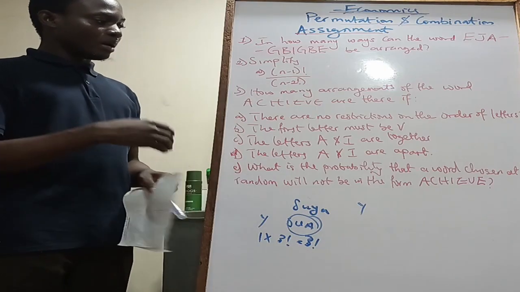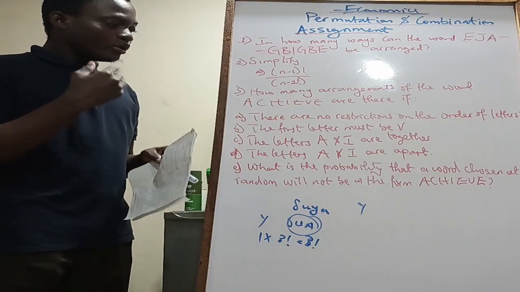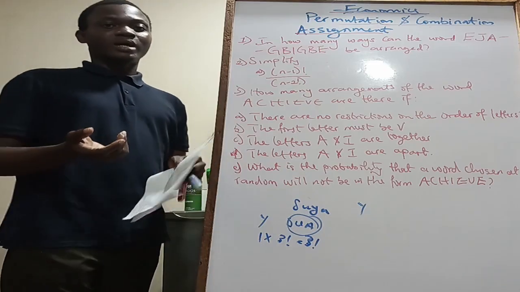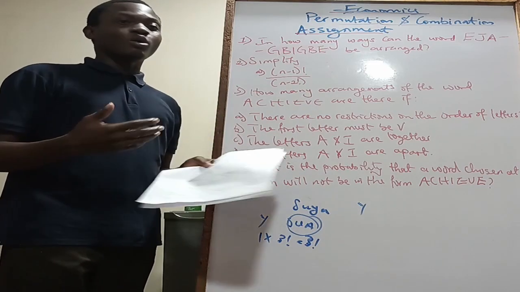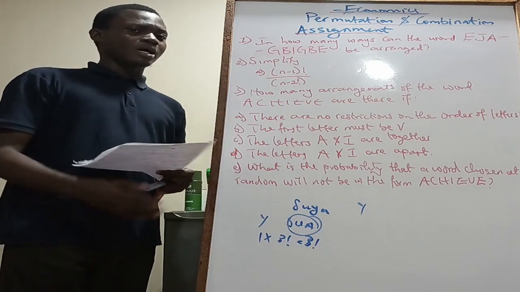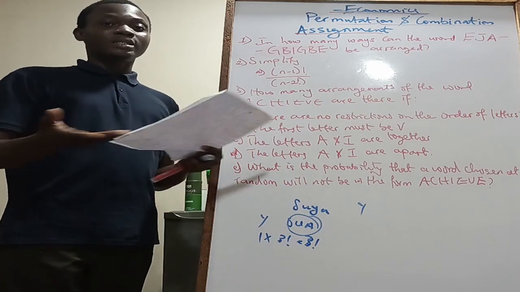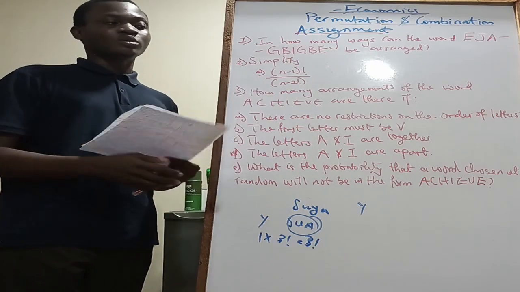And E, what is the probability that a word chosen at random will not be in the form of achieve? It's going to be a different set of combinations. So A might not begin it. So what will that be? We should know how to figure that out now. We did something similar during the lesson, so you can figure that out.